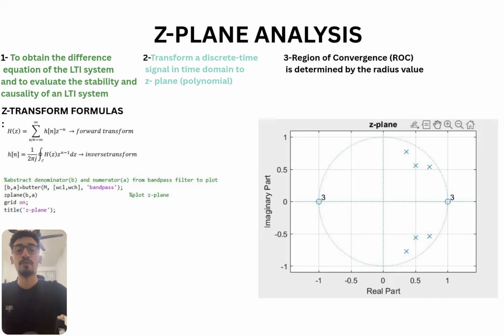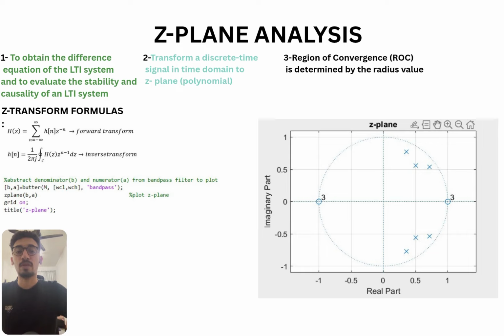So the formula for the forward Z transform is H of z equals the sum of h of n times z to the power of negative n, and the inverse Z transform brings the signal back to the time domain. The key concept here is the region of convergence, which is the ROC. It tells us whether the system is stable. If all the poles lie inside the unit circle in the Z-plane, the system is stable. If they fall outside, it's unstable.